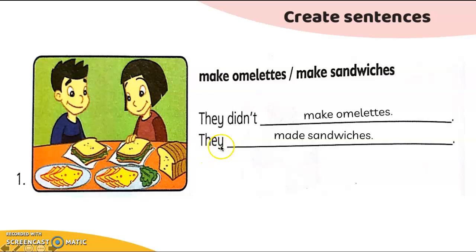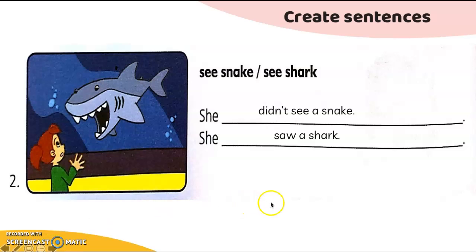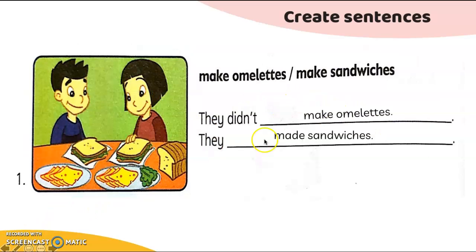But for the second sentence, I didn't put didn't. That's why I changed this verb into a past tense verb. So they made sandwiches. Now let's move on to the second picture. See snake, see shark. There's a difference between the first sentence and the second sentence. This is a negative sentence because it has didn't. Same as the previous slide, the first sentence is a negative sentence.